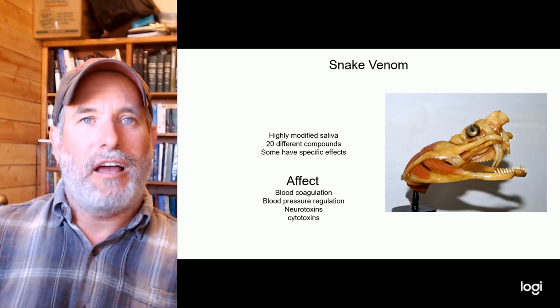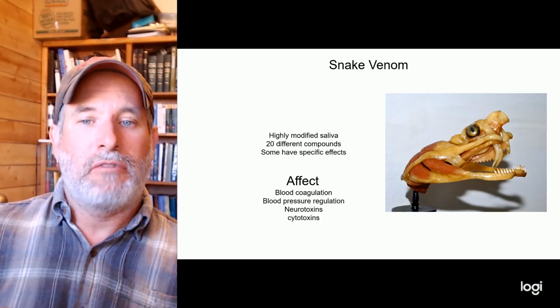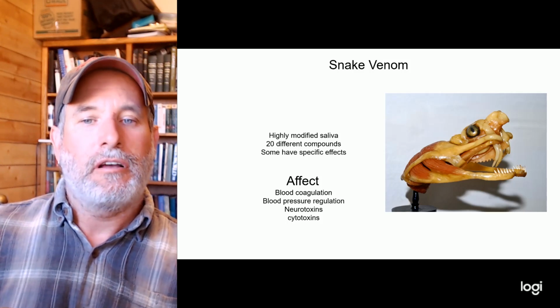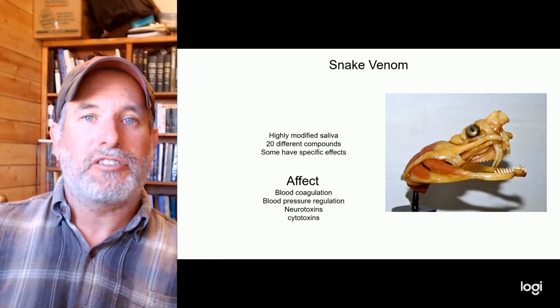Now, snake venom is highly modified saliva. These different proteins have different effects. Some affect blood coagulation. Some affect the blood pressure. Some are neurotoxic and some are cytotoxic.